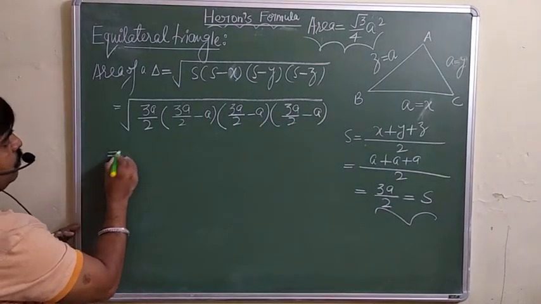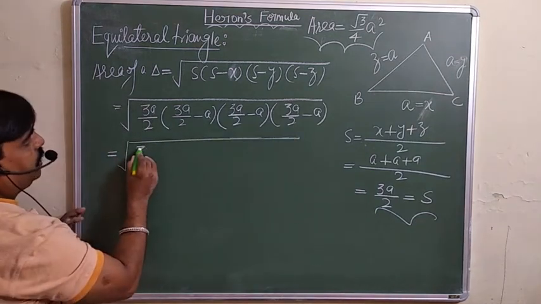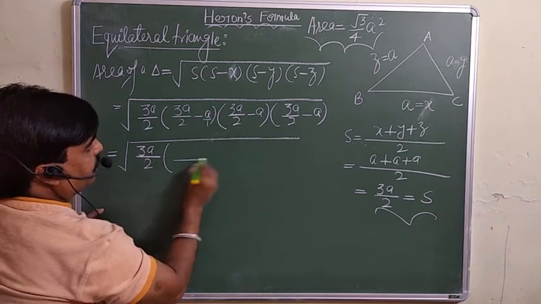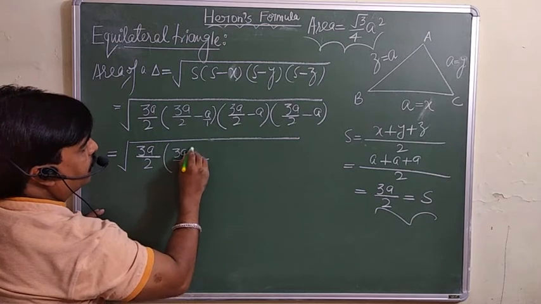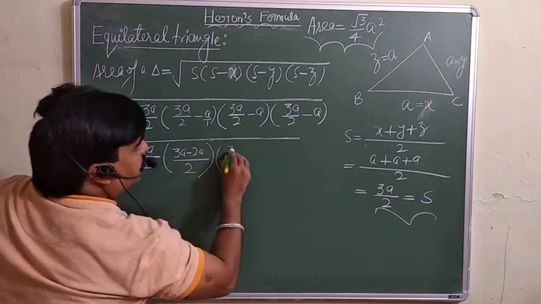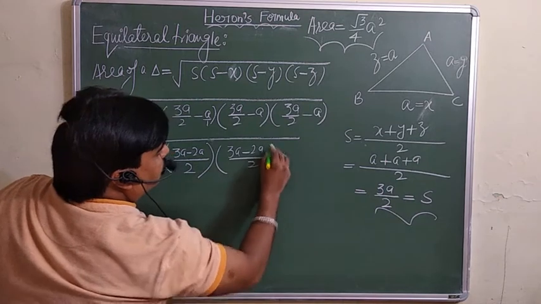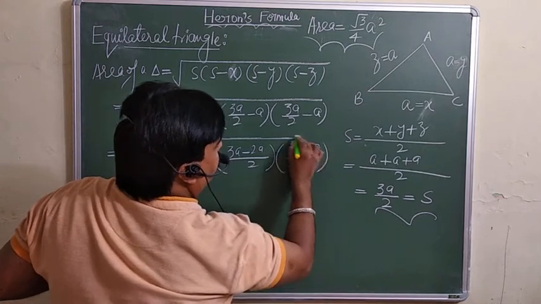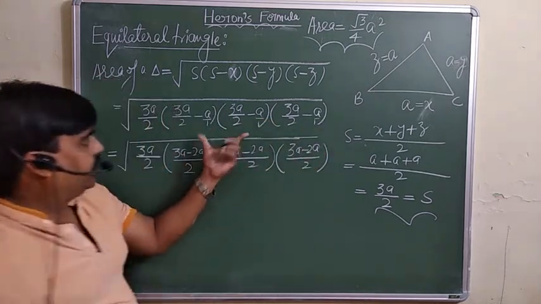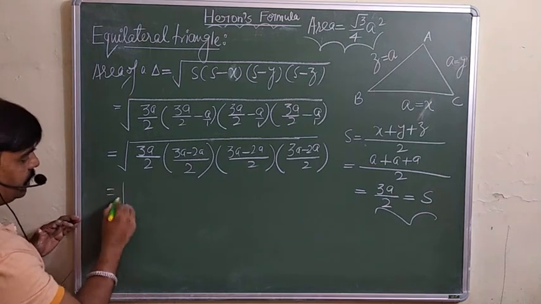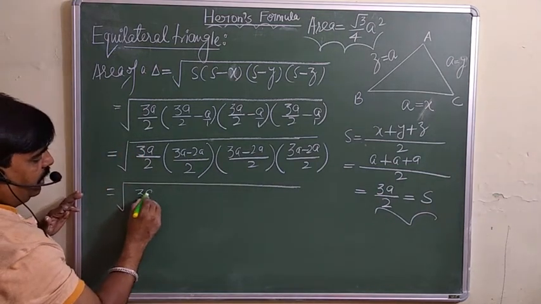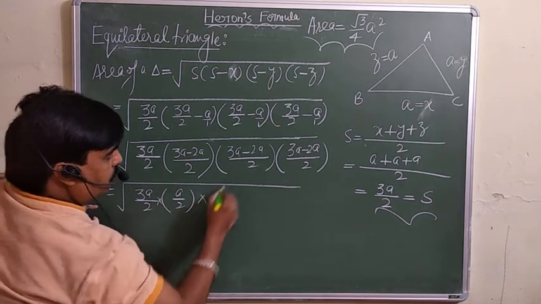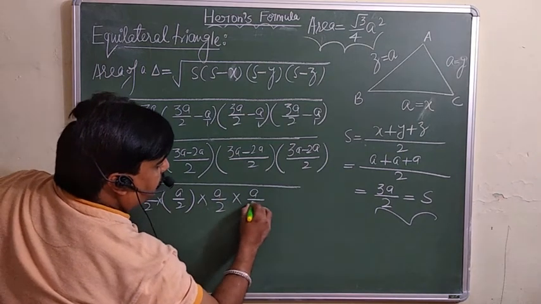See, look at here. What will you get? Here under root, this is 3A by 2, and this is, you can put 1 here. You can take the LCM as 2. So you will get 3A minus 2A. Similarly, here is 3A minus 2A over 2. And here is 3A minus 2A over 2. You can take the LCM here, you will get this. So finally you are getting under root 3A by 2 into A by 2 into A by 2 into A by 2.